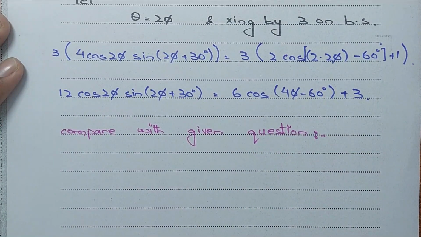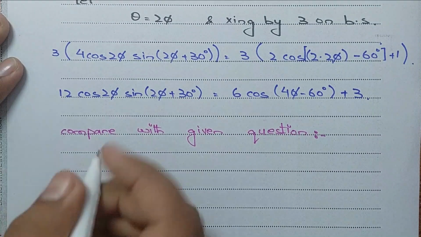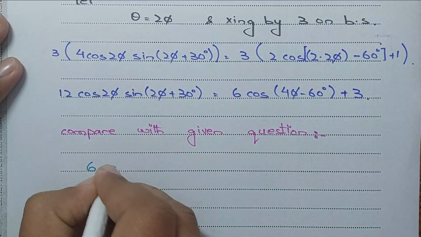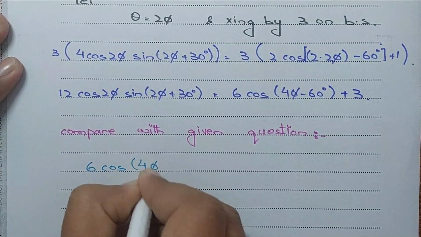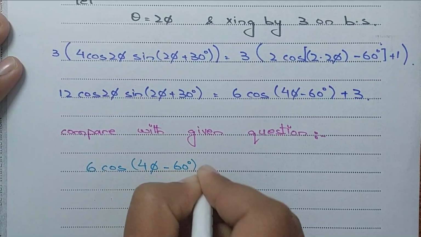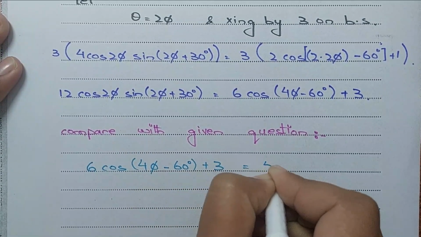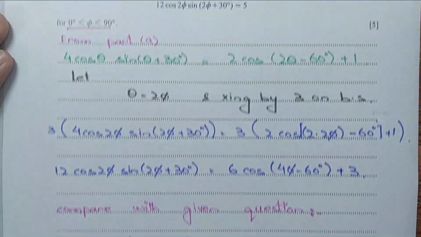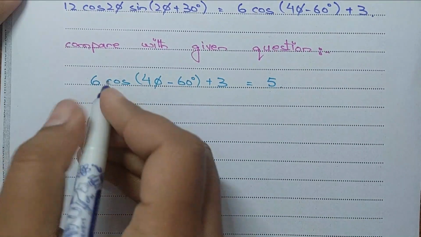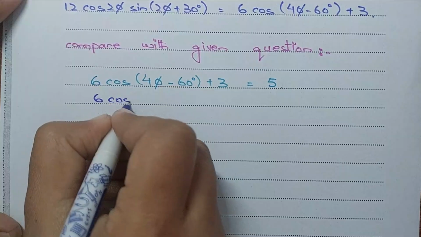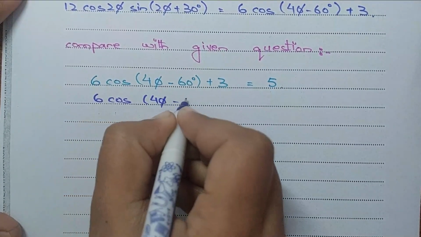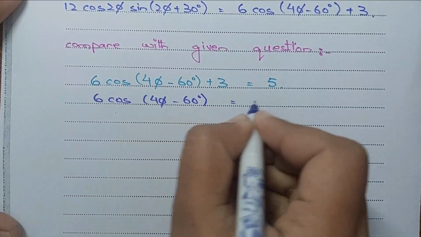So when we make a comparison with the given question, we come to know that 6 cos of (4 phi minus 60 degree) plus 3 should be equal to 5. And we have to solve for phi, where phi is in the first quadrant. Okay, let me simplify now. 6 cos(4 phi minus 60 degree) would be equal to 5.